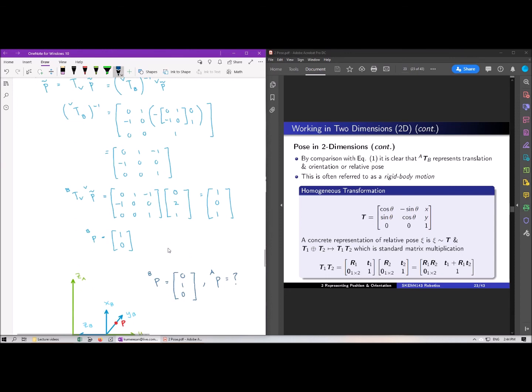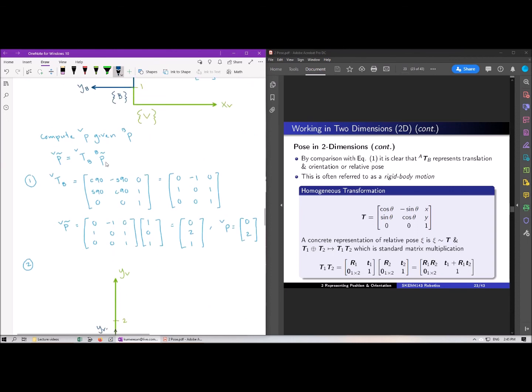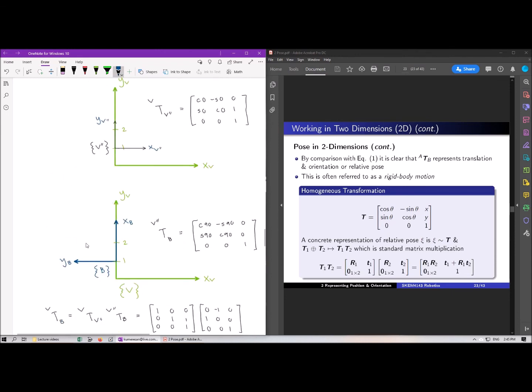Okay. Now, what if I want to find PB? Right, in this first problem, we wanted to compute PV. What if I want to now compute PB? So P tilde B, because we have to represent it in homogeneous coordinates. But now we have to use TVB, so multiply by P tilde V. So once again, you can derive TVB by just looking at this.